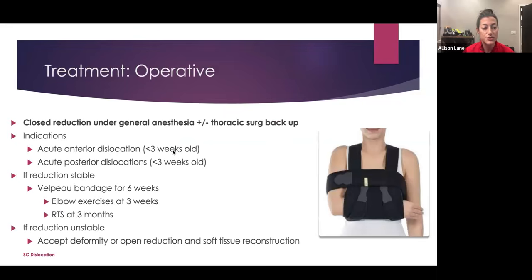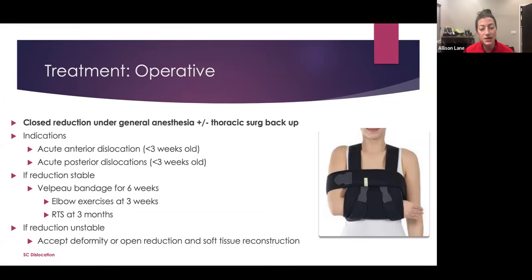Operative, you have a couple different choices. The first is closed reduction under general anesthesia. These are going to be those acute dislocations, whether anterior or posterior. And if that closed reduction is stable, they can be put in a Velpeau bandage for 6 weeks. They could start doing elbow exercises at 3 weeks and hopefully return to sport at 3 months.